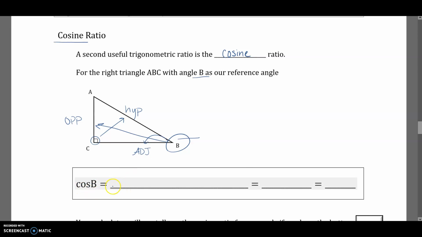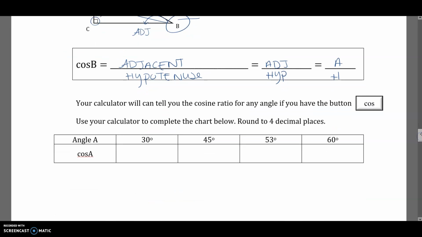The cosine of an angle is a comparison of the adjacent side to the hypotenuse. In short, sometimes we do ADJ for adjacent, HYP we've seen for hypotenuse, or A over H. Cos is adjacent over hypotenuse. Your calculator has the cos button, COS, and we could use it the same way we did for the sine.